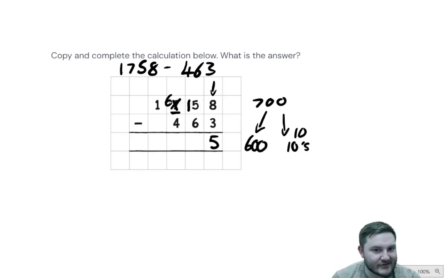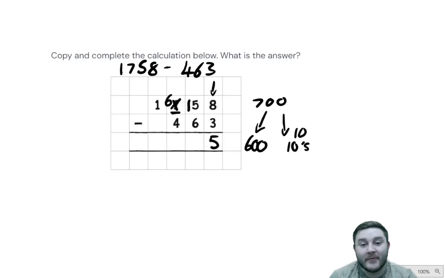Because now I have 10 tens from the 700 plus the 600, which is the 700. So there has been no change to the subtraction. It is exactly the same value that it was originally. I've just exchanged 700 for 600 and 10 tens, which is why this value has gone from 7 to 6, and why this value has gone from being 5 to 15, because originally it was 5 tens, and now that there are 10 more of them, it's 15 tens.